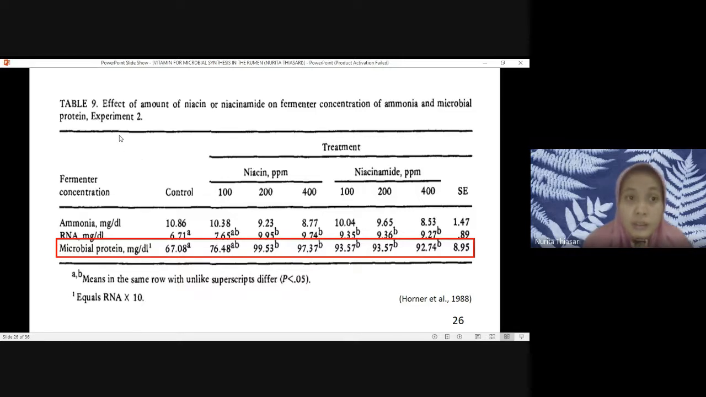And next, the effect of niacin or niacinamide, so different forms of vitamin B3, on microbial protein. If we compare with the control, the addition of niacin or niacinamide will increase the microbial protein.